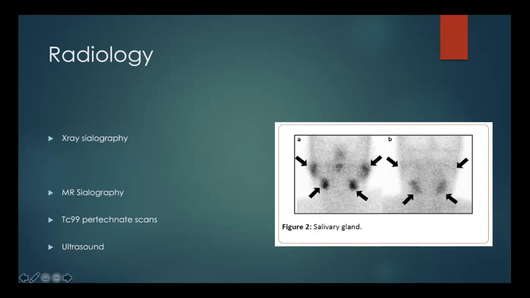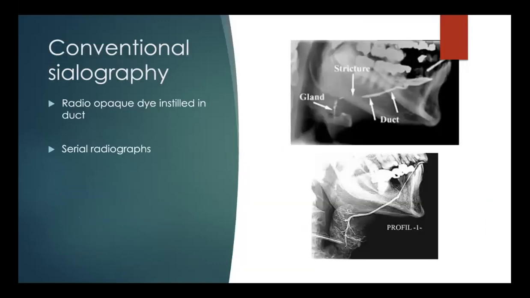Of course, we have the ultrasound, which in Europe is all the vogue, and that's basically all they do. And they, as a consequence, have become very, very good at catching even minor abnormalities of the duct. So, getting into more detail, just a historical perspective, the conventional sialography is an excellent visualization tool of your duct.